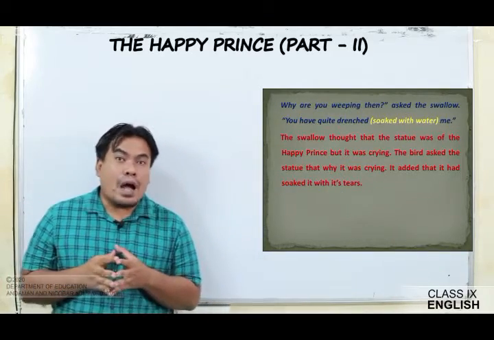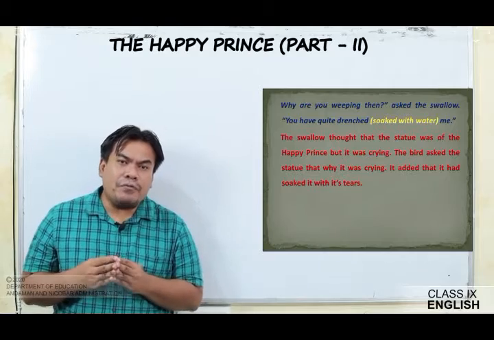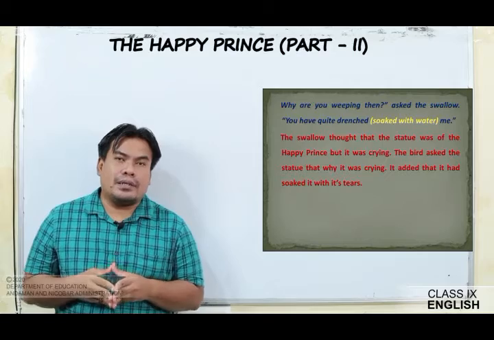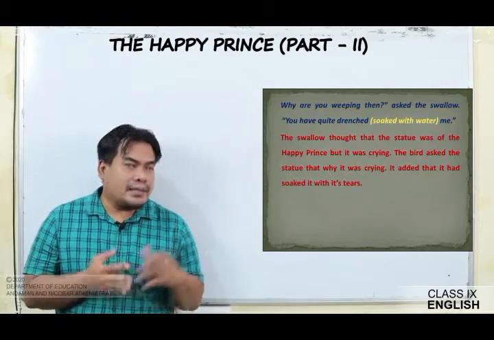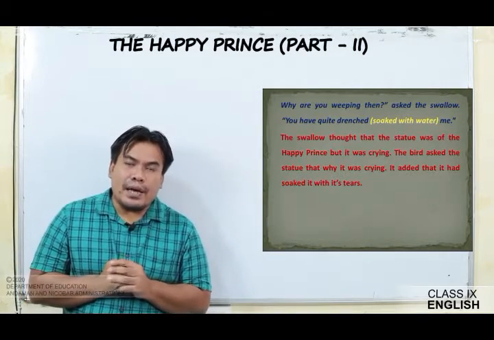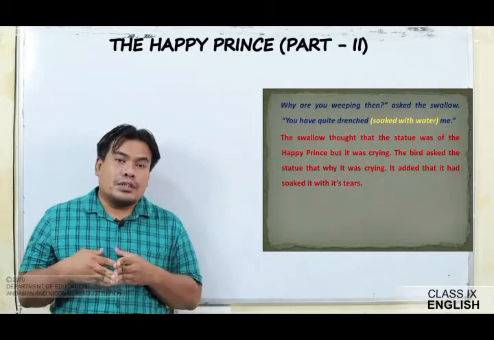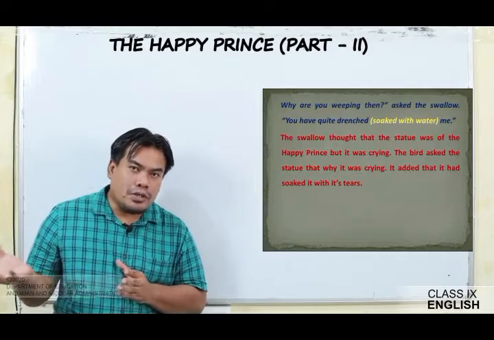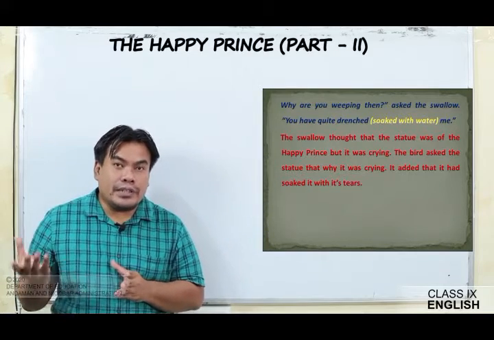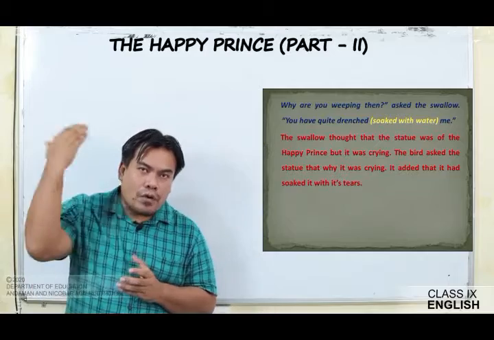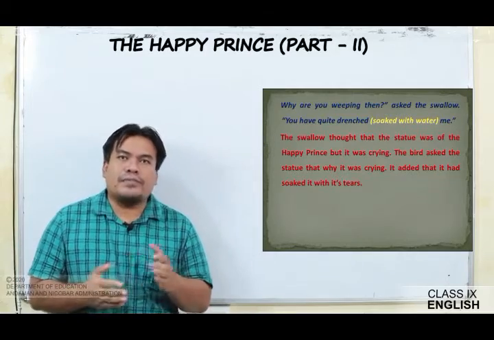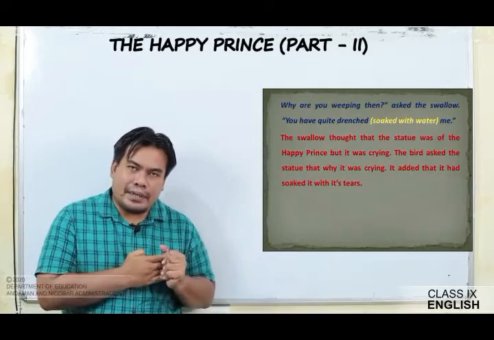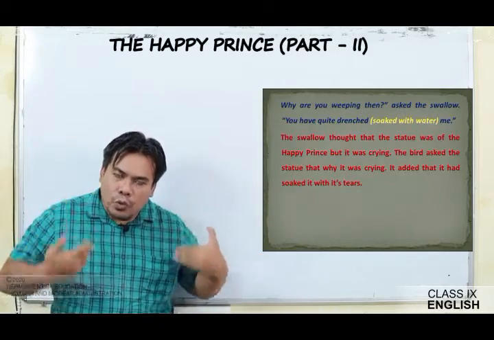The bird asked the statue, "Why are you weeping?" asked the swallow. "You have quite drenched me." Drench, the meaning of that is there on your screen. Just have a look at that. The meaning of that is the swallow was completely drenched or soaked with water because of the prince's, or the statue's, tears which were falling on the swallow. So that's why it stated this by saying that you have completely soaked me.